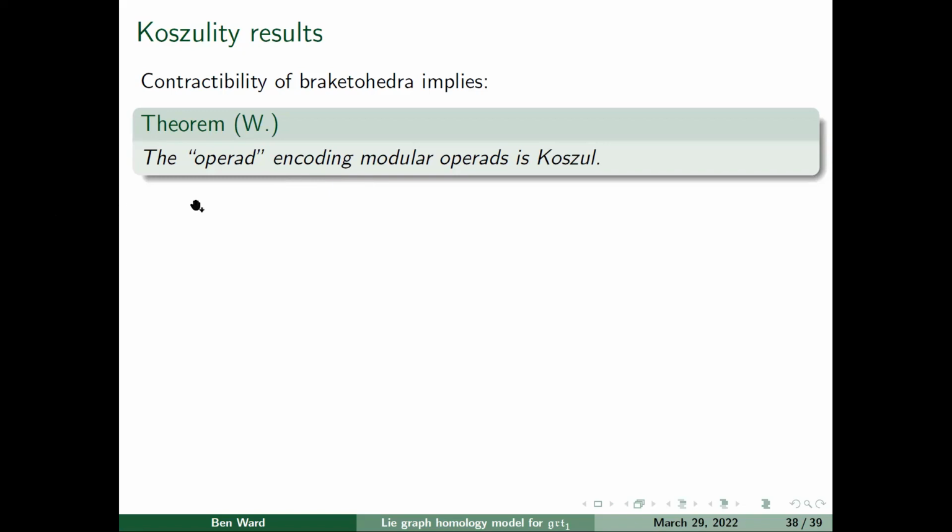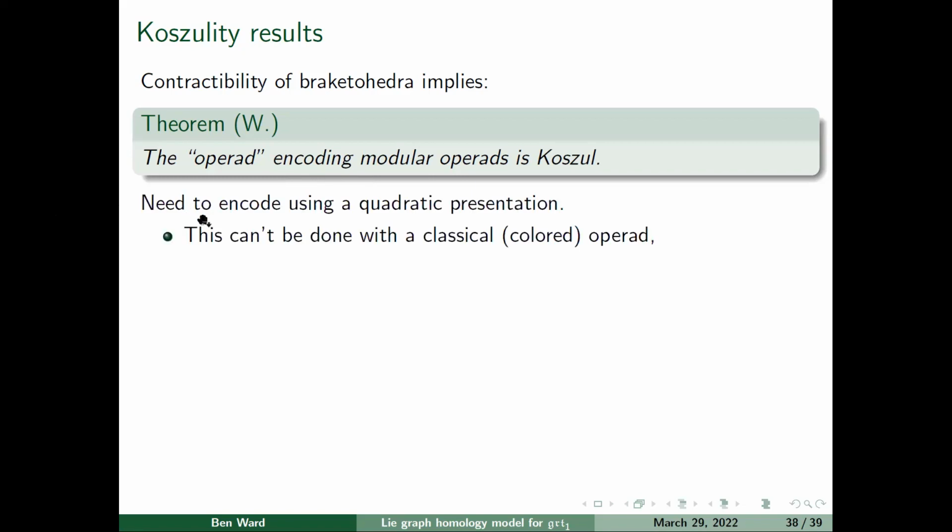Now we're peeling back more and more layers. There's one issue. You can't encode modular operads with a quadratic presentation, which you need to prove Koszulity, if you just use a classical colored operad. So you need to do something a little bit more involved. When I proved this originally, I used groupoid colored operads, so I had to develop Koszul duality theory for that.